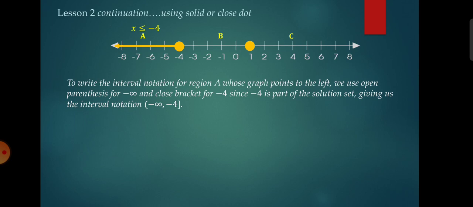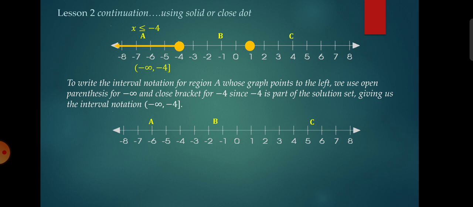So we will use a bracket for negative 4 since negative 4 is part of the solution set, giving us the interval notation open parentheses negative infinity to negative 4, exclusively with a bracket. That one.